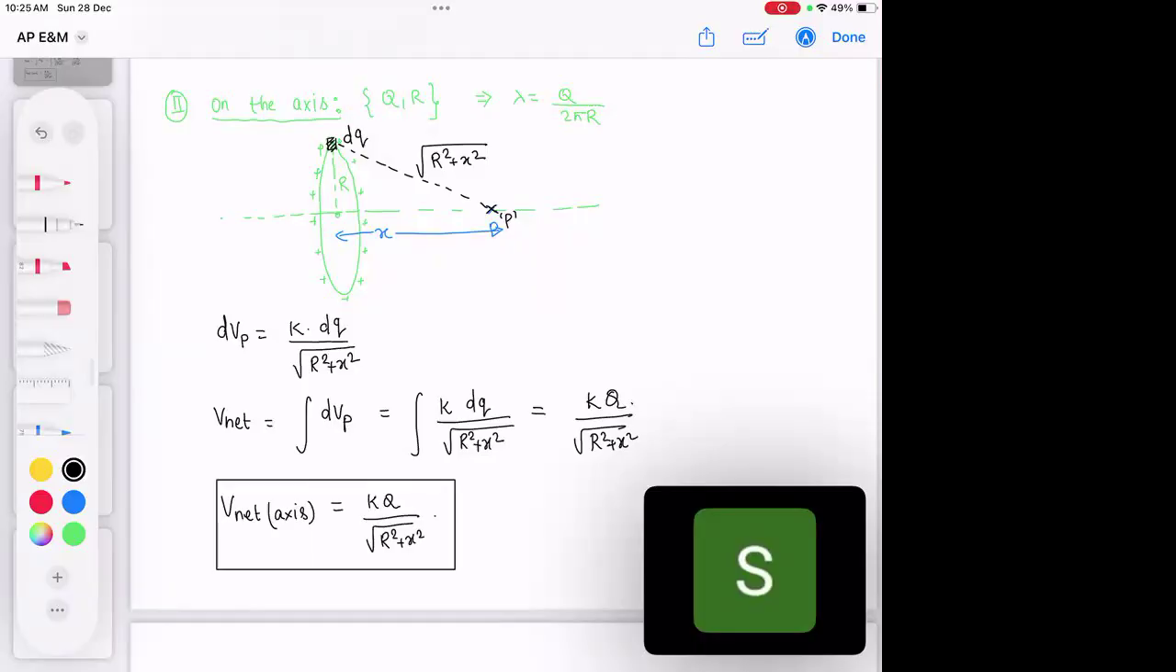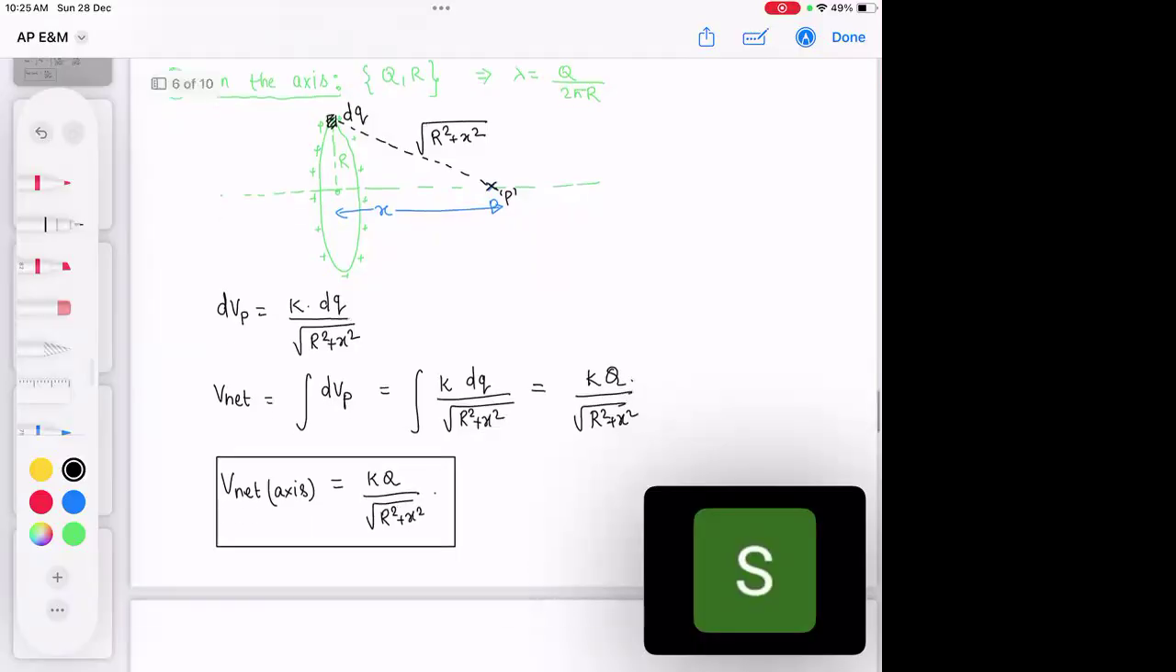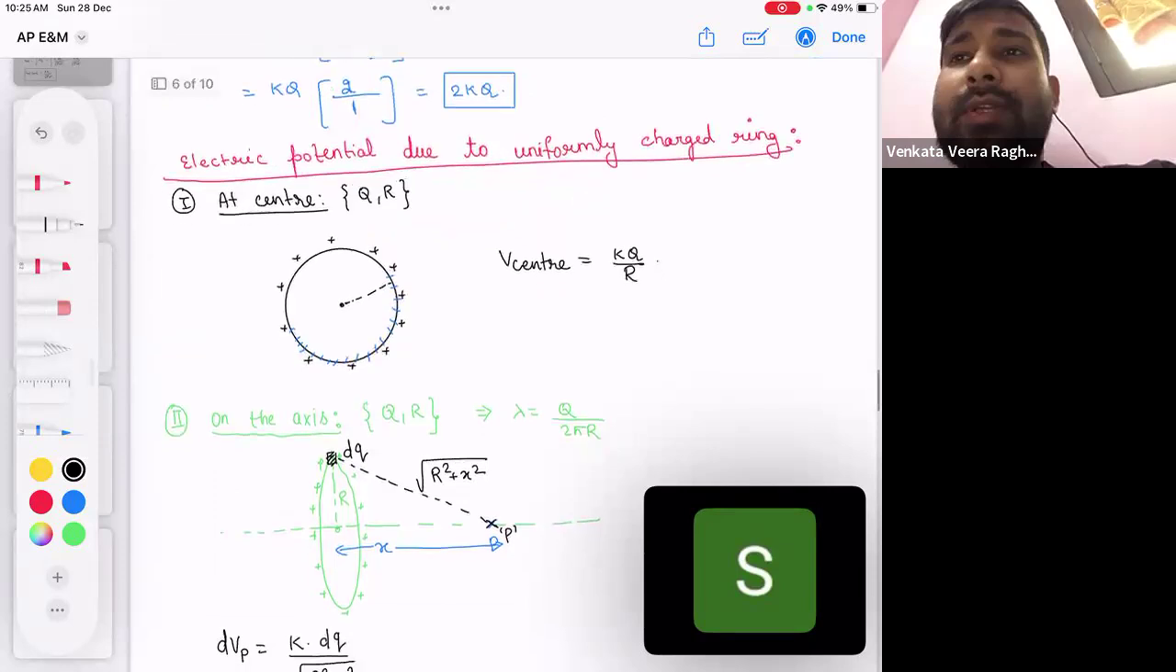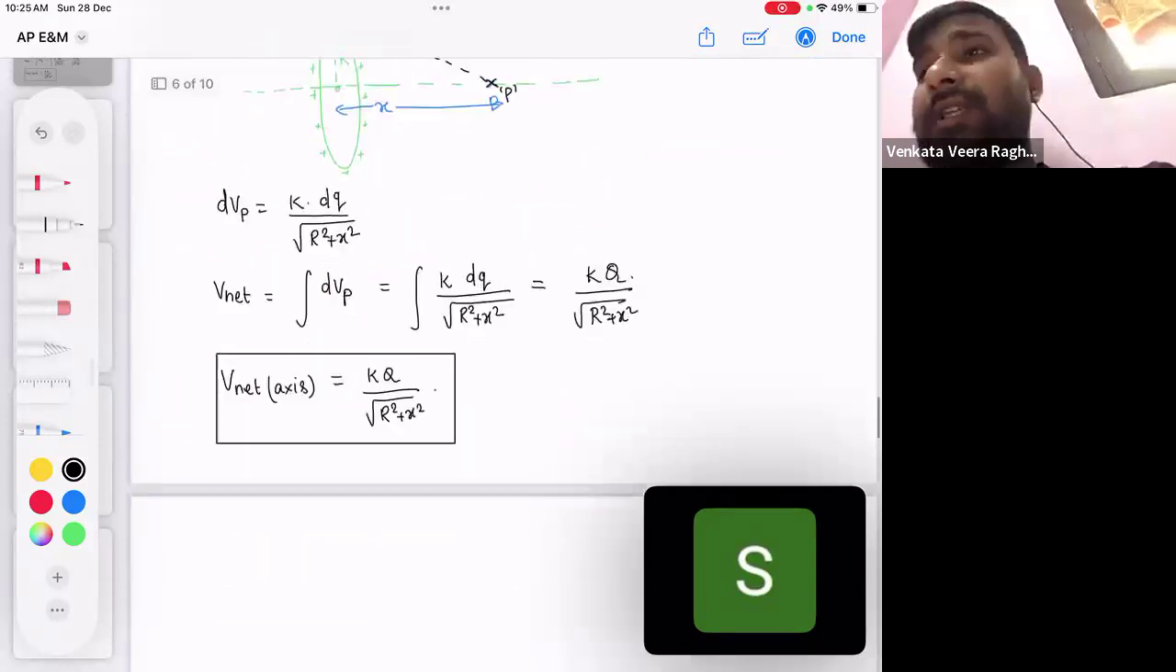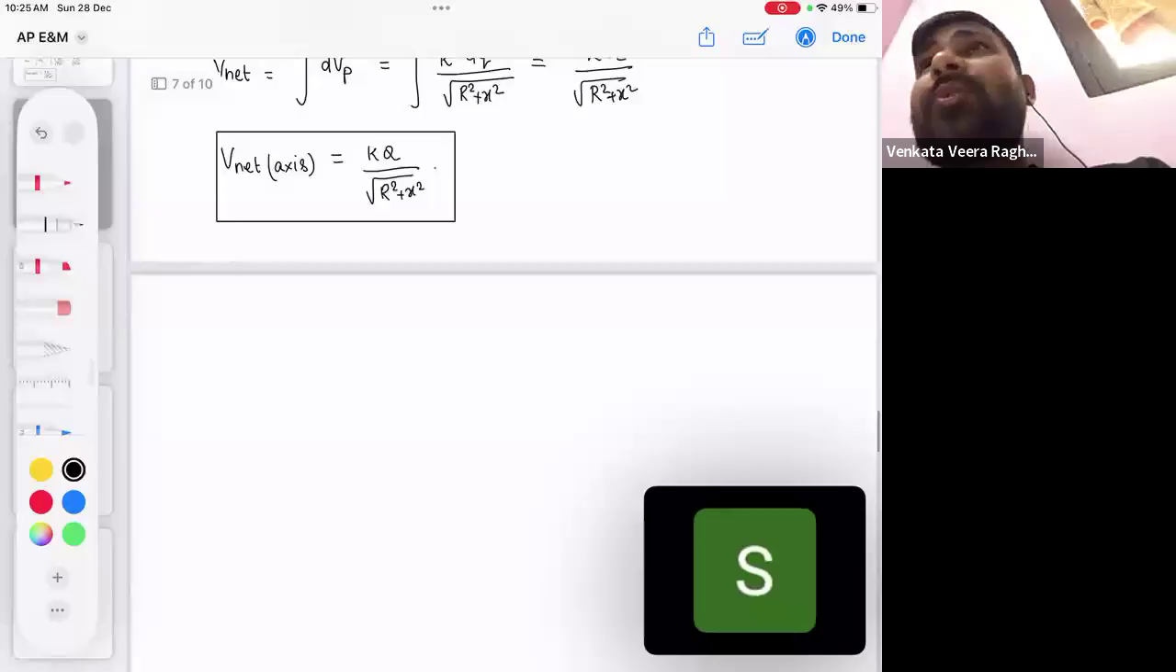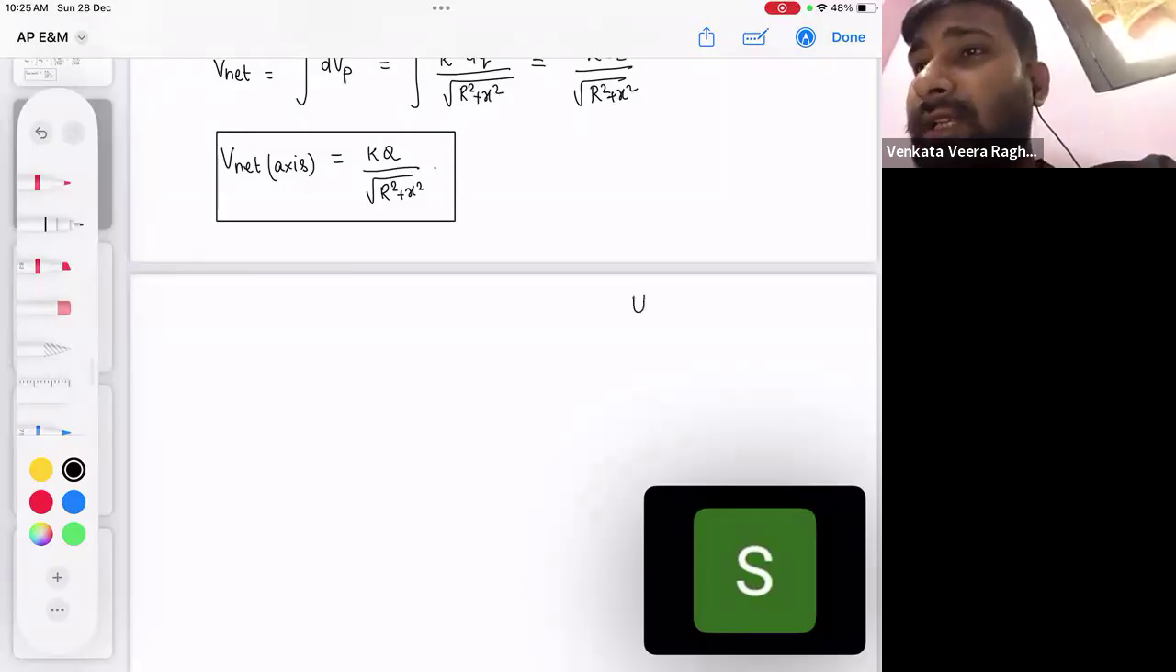Yes, sir. So this is the electric potential due to a uniformly charged ring. Now you see this potential. Acha, potential and potential energy relation is known to you. Please tell me.